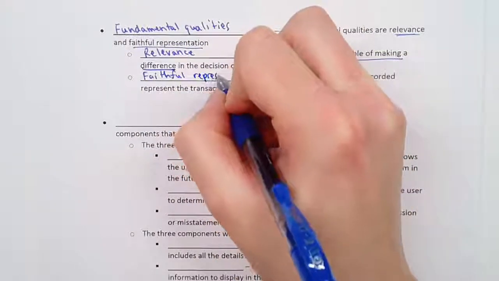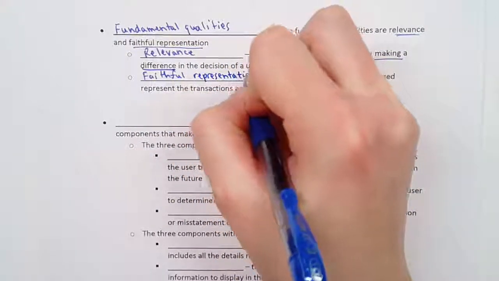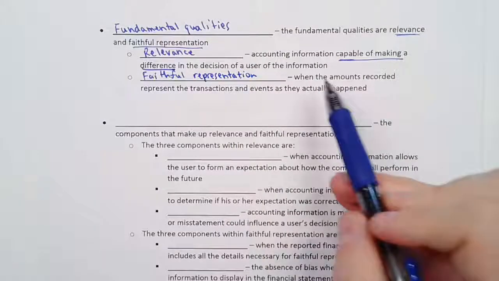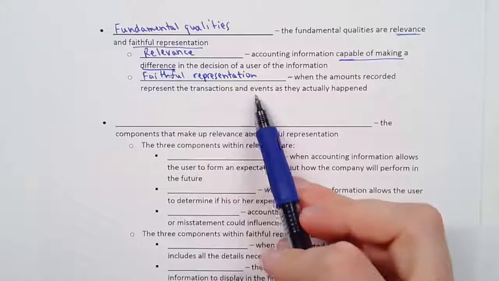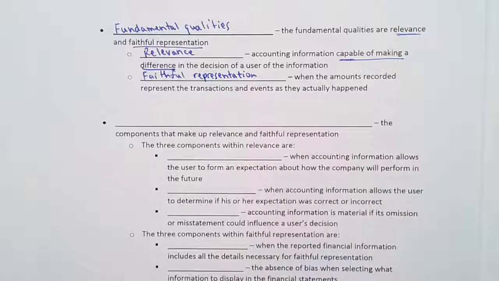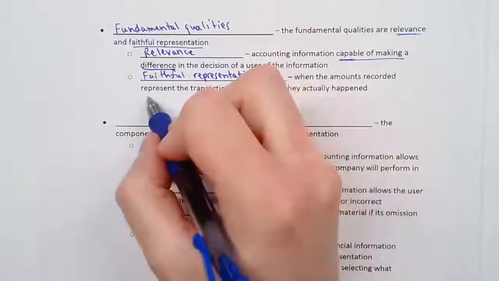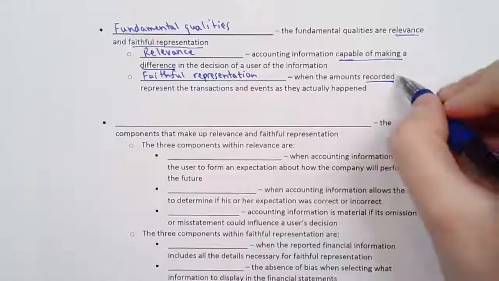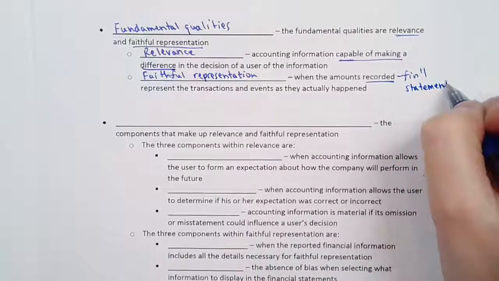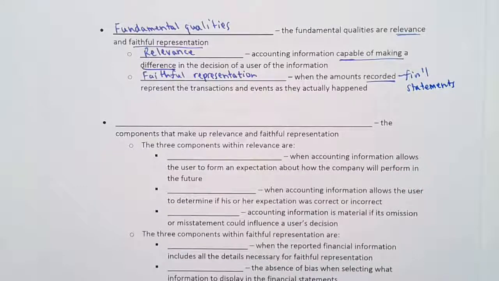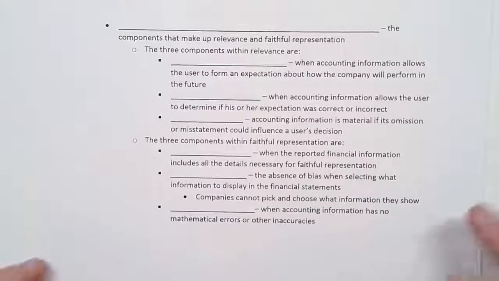Faithful representation means that the amounts recorded represent the transactions and events as they actually happened. What we're showing in the financial statements, do they reflect reality? Are they actually showing what we did during the year? That's basically faithful representation. So those are the two fundamental qualities. Now we're going to move on to the ingredients.